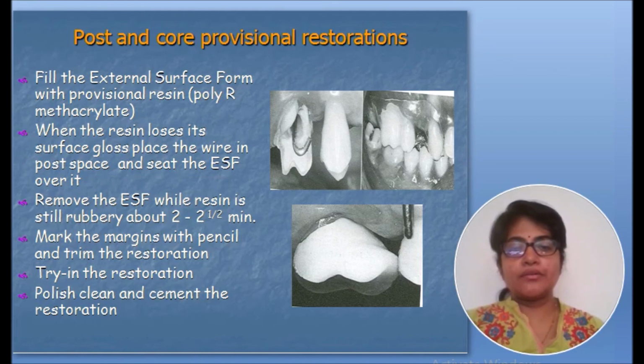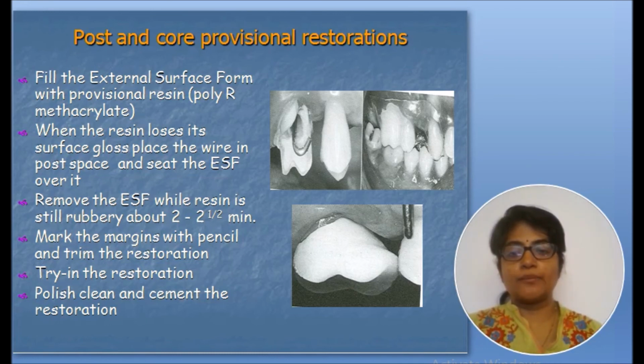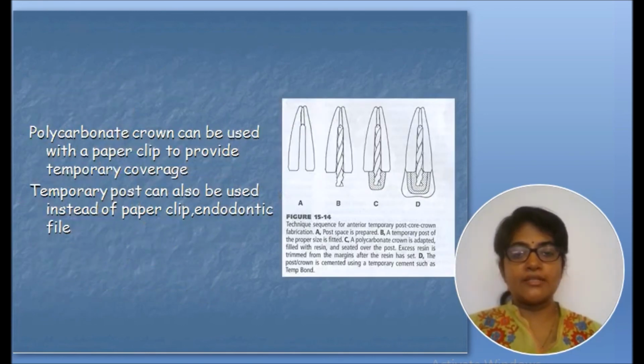Fill the external surface form with provisional resin, and then when the resin loses its surface gloss, place the wire in the post space and seat the external surface form over it. Remove the external surface form while resin is still rubbery, about 2 to 2.5 minutes. Mark the margins with pencil and trim the restoration, and then polish and cement the restoration. So this is how you can provisionalize. Polycarbonate crowns can be used with a paper clip to provide temporary coverage. Temporary post can be used instead of paper clip or endodontic file.